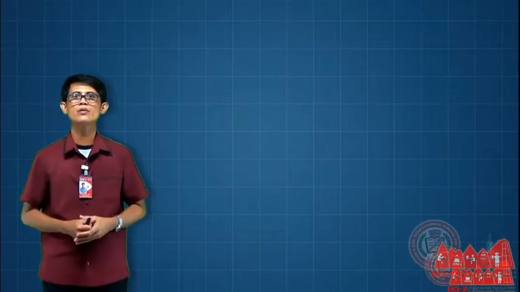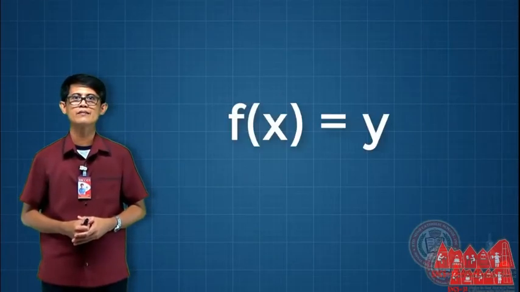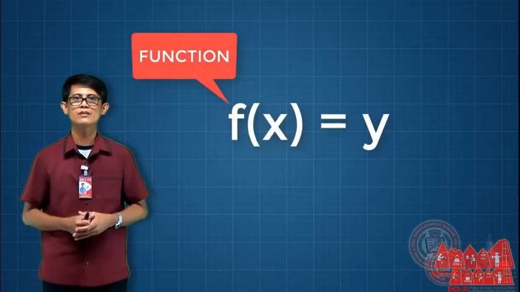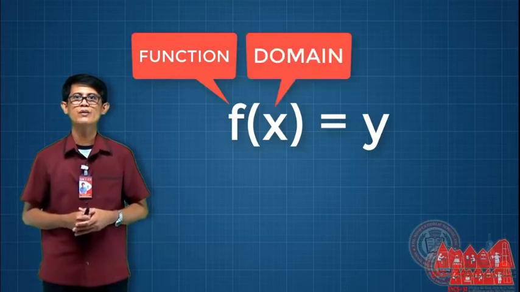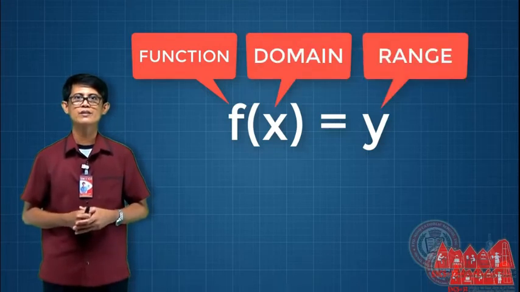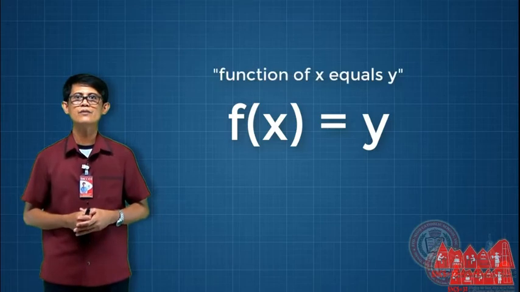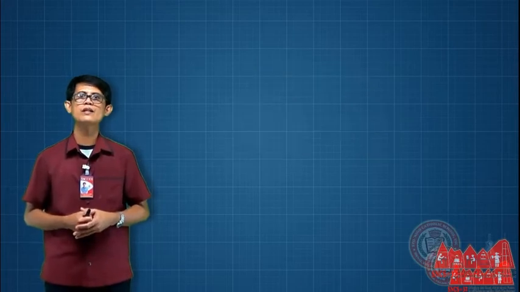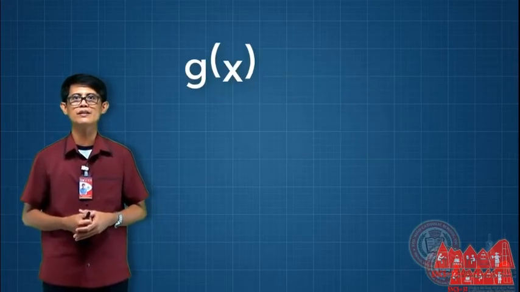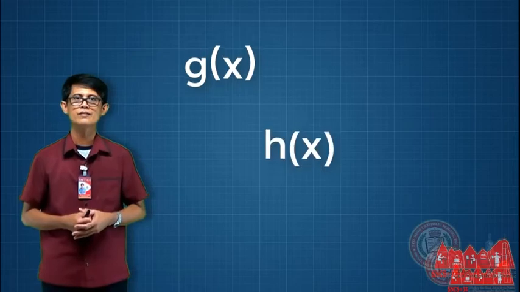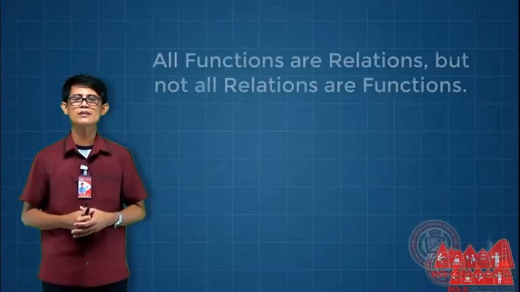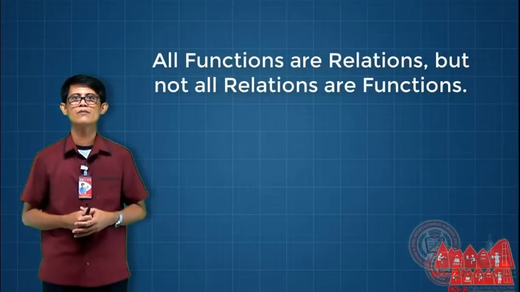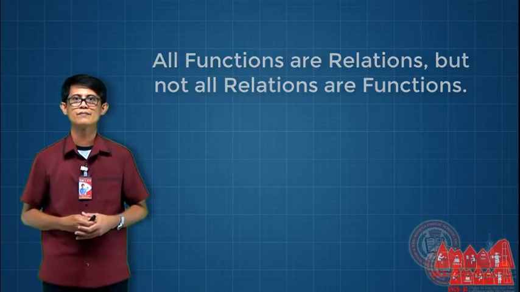That's why the really common way to represent a function is this. f is the function, x is the domain, and y is the range. So it is read as a function of x equals y, or f of x equals y for short. If there is more than one function, you can use the letter g or h for distinction. Remember, all functions are relations, but not all relations are functions.